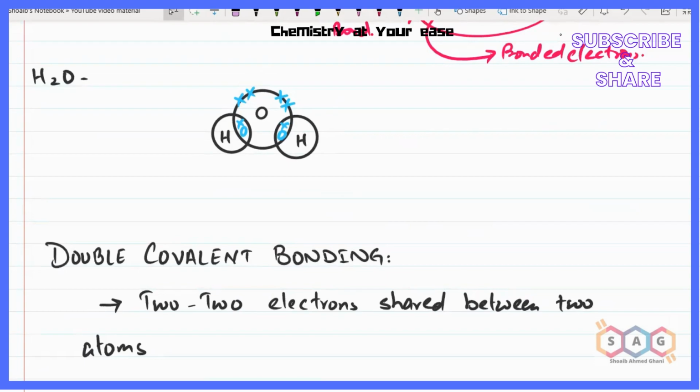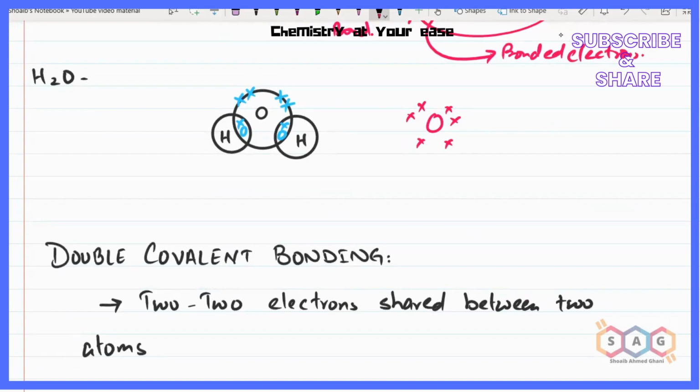Welcome back, students. Let's continue with the single covalent bond example. In this example, we're going to discuss the molecule of water. The oxygen atom has 1, 2, 3, 4, 5, 6 electrons in its valence shell.